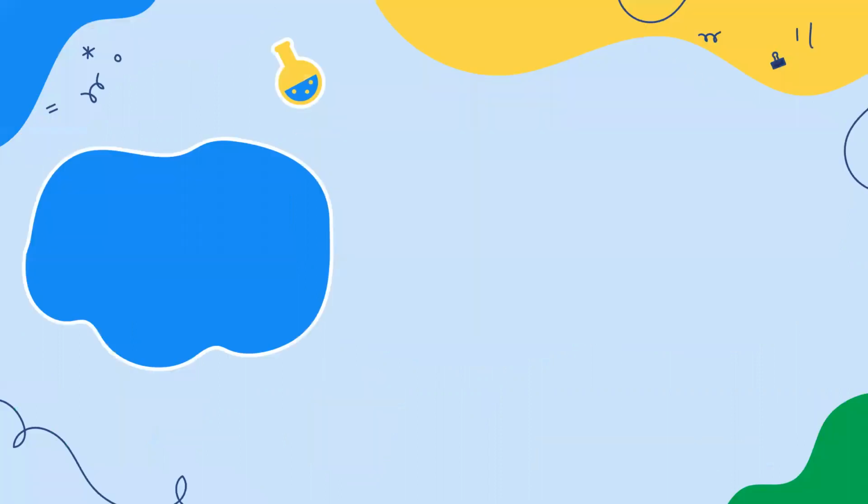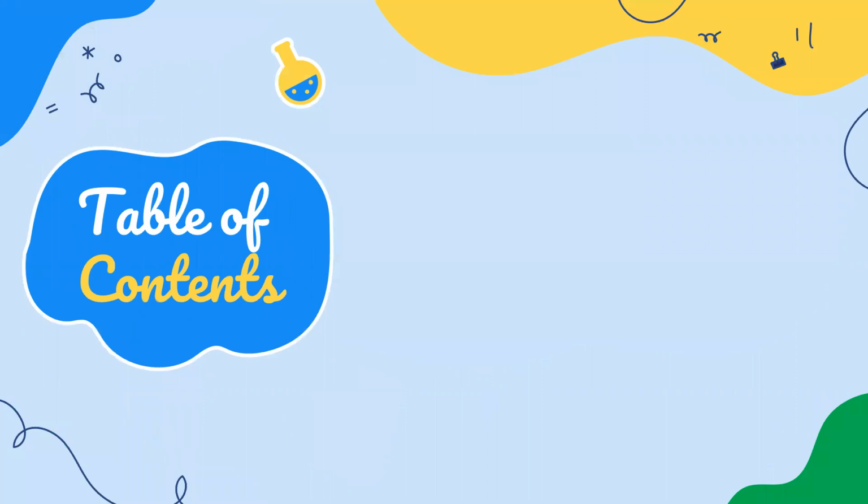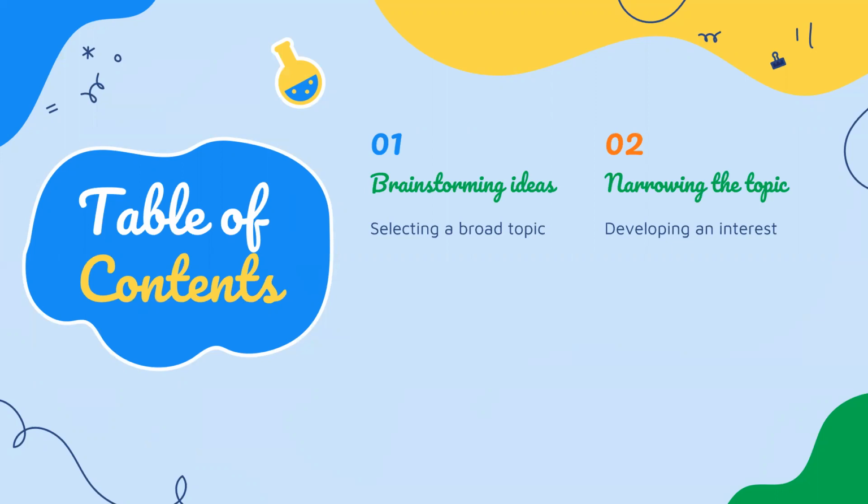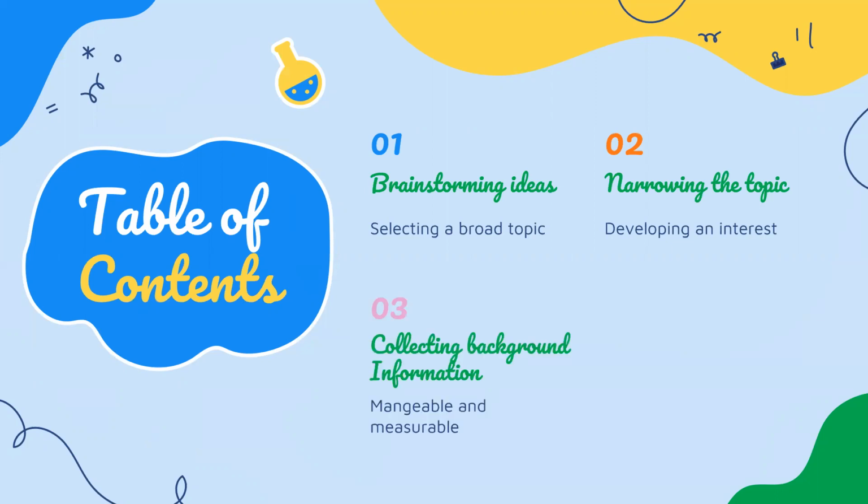So here I'll be taking you through the roadmap of my presentation. In the roadmap, I'll be dealing with 4 steps that are necessary in order to select a research topic. The first step is brainstorming ideas, that is, selecting a broad topic. The second is narrowing the topic, that is, developing an interest. The third is collecting background information, that is, finding out whether the research topic is manageable and measurable. And the fourth is availability of resources, that is, the practicality of the topic. Now, let me go through all the steps in greater detail.